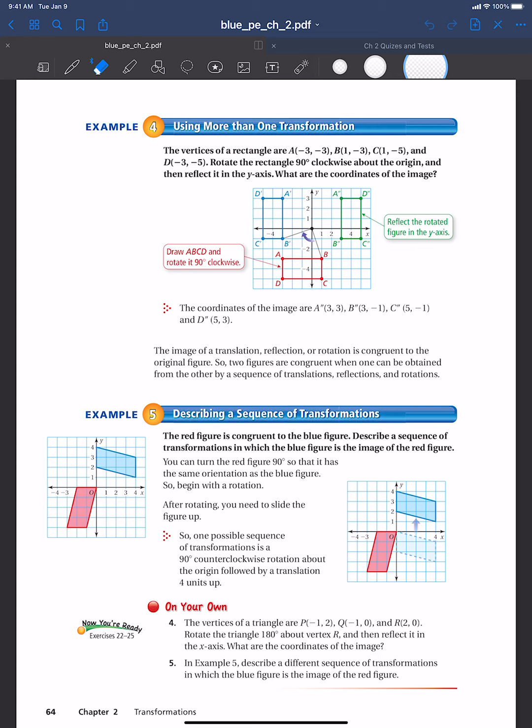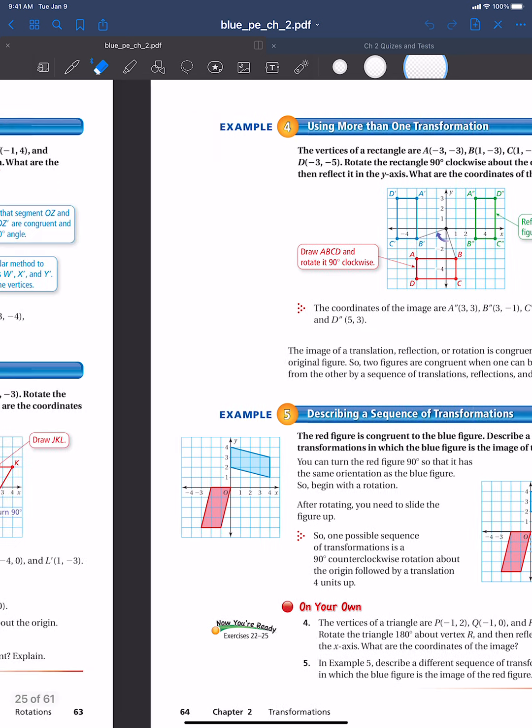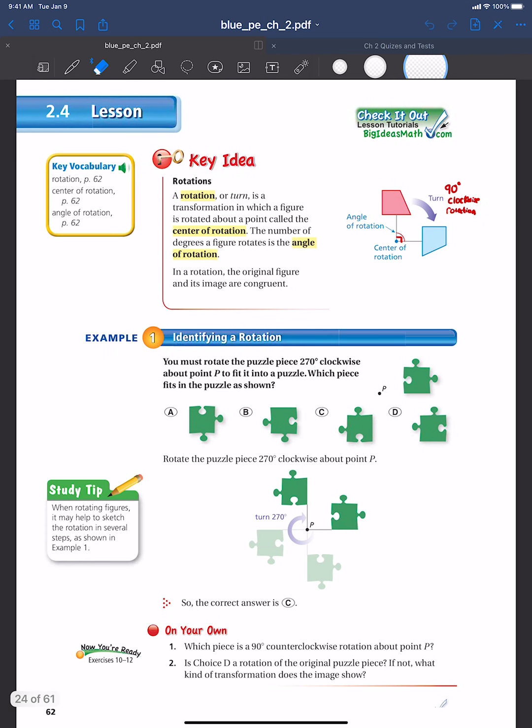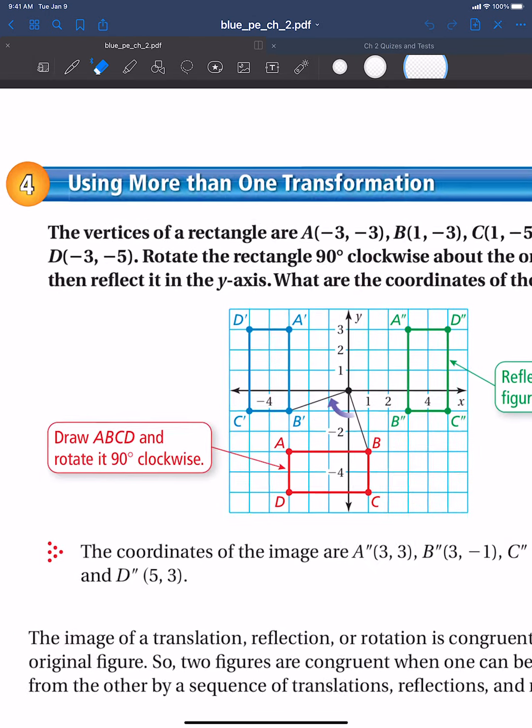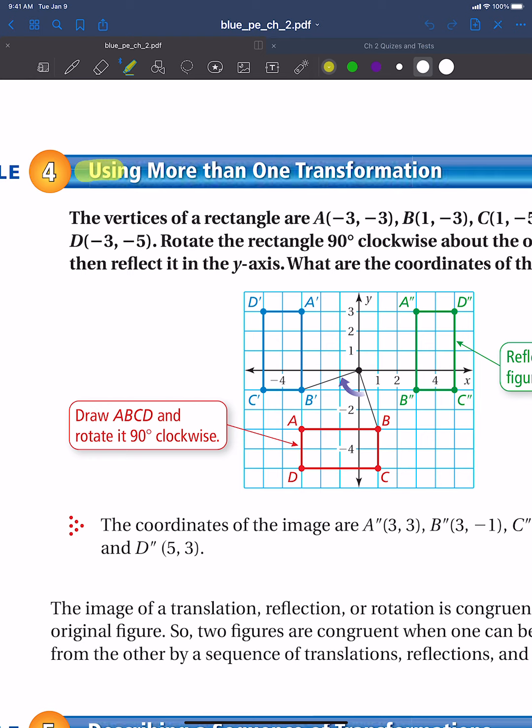Hi, 8th grade. I want to do a quick review with you before your quiz tomorrow. This is Chapter 2, Lesson 4. We did rotations. We talked a lot about it on Friday. Today I was planning on us just kind of solidifying it in our minds. And then also I want to go over how to use more than one transformation.